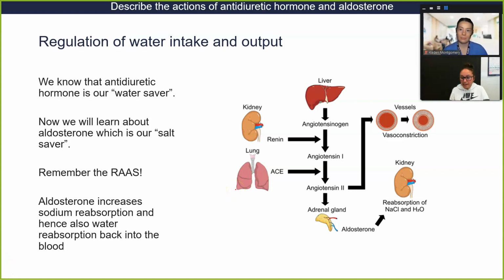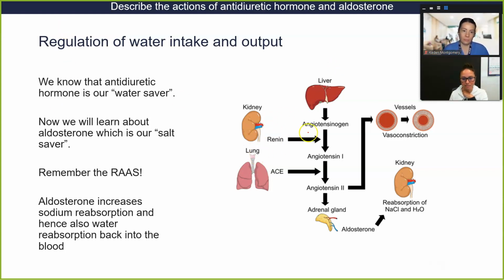Okay, so we know that ADH is our water saver, which means that when ADH is around, we move water from the urine, which was marked to leave the body, back into the blood. So ADH is our water saver. Aldosterone is our salt saver, okay? When aldosterone is hanging around the kidney, it moves sodium from the urine back into the blood. Now, what does sodium do? Who follows sodium? Water always follows sodium, okay? So wherever sodium goes, water follows, okay?